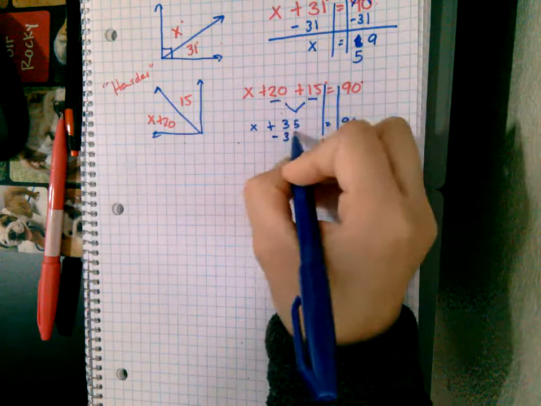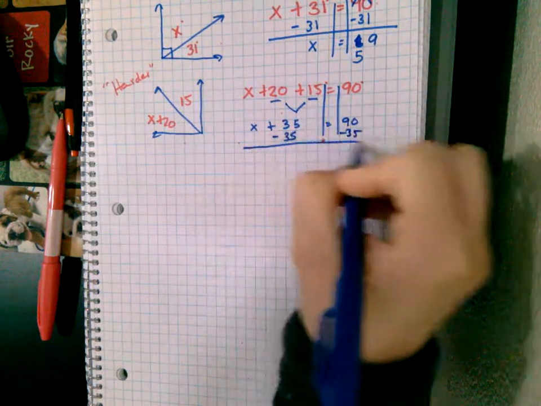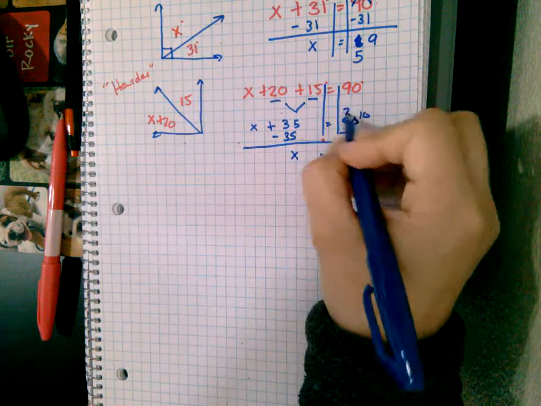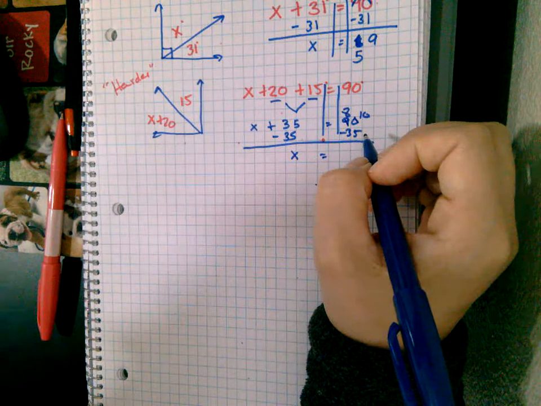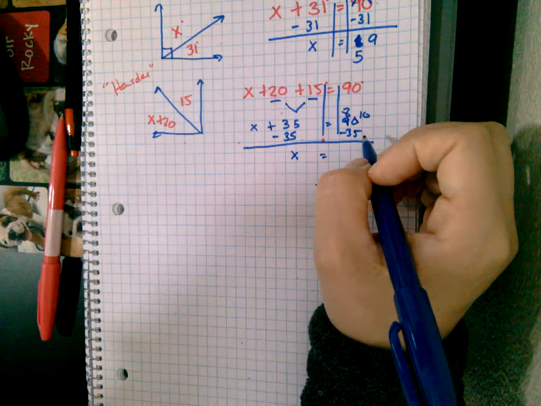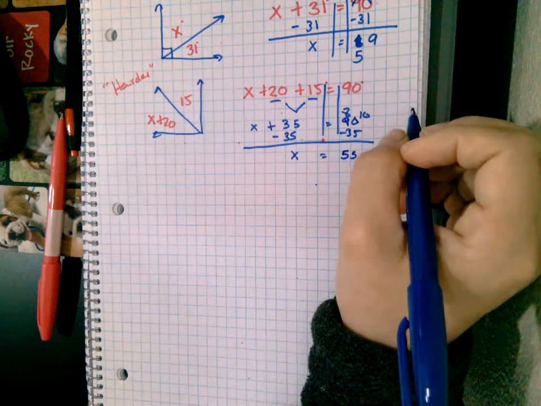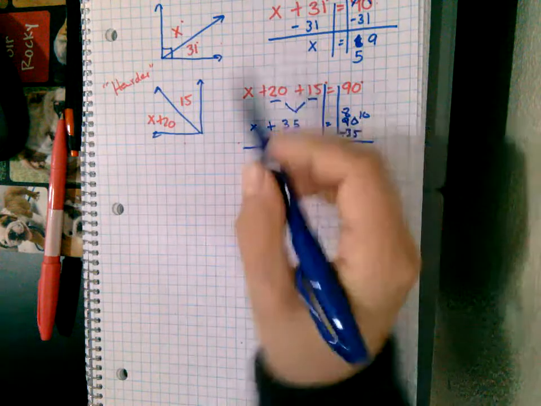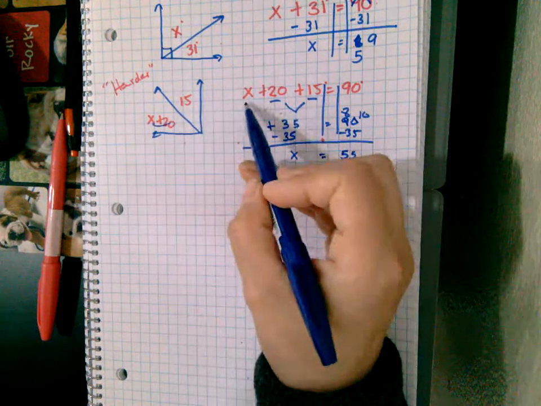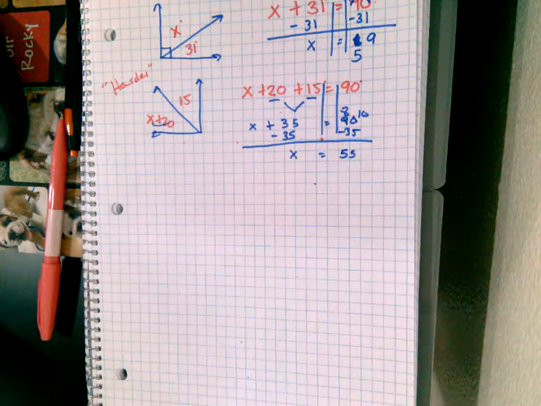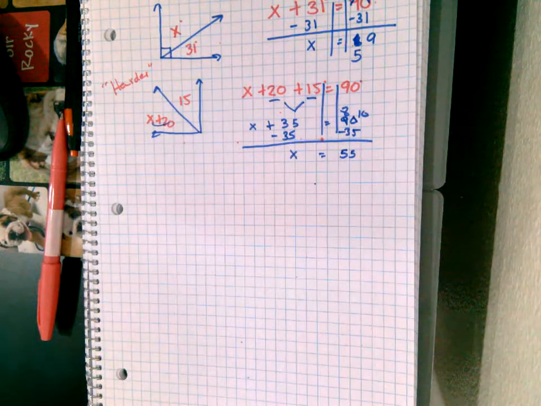So we're going to subtract 35, subtract 35. We have x is equal to, we subtract here, and we get 55. Yep, 55. And that's it. So when it's more than one thing, you're going to write it down in an equation, combine what is the same, and that's it. Okay? It's a lot of real simple math involved.